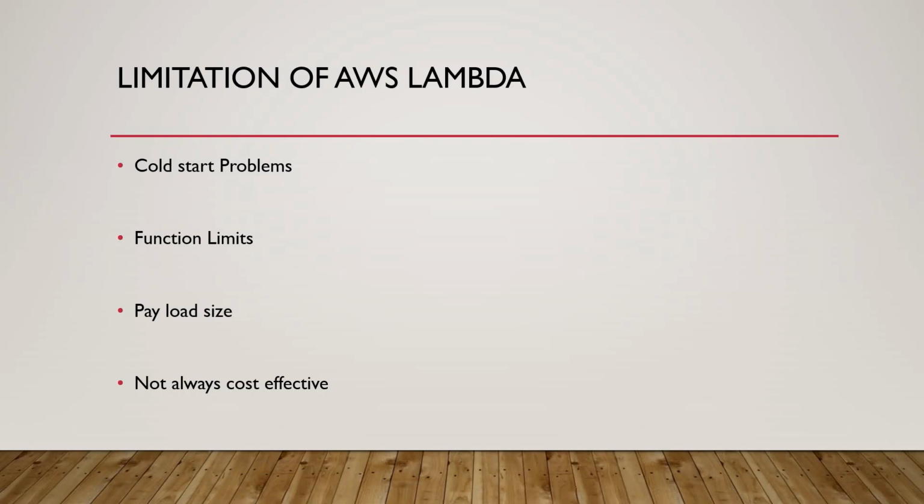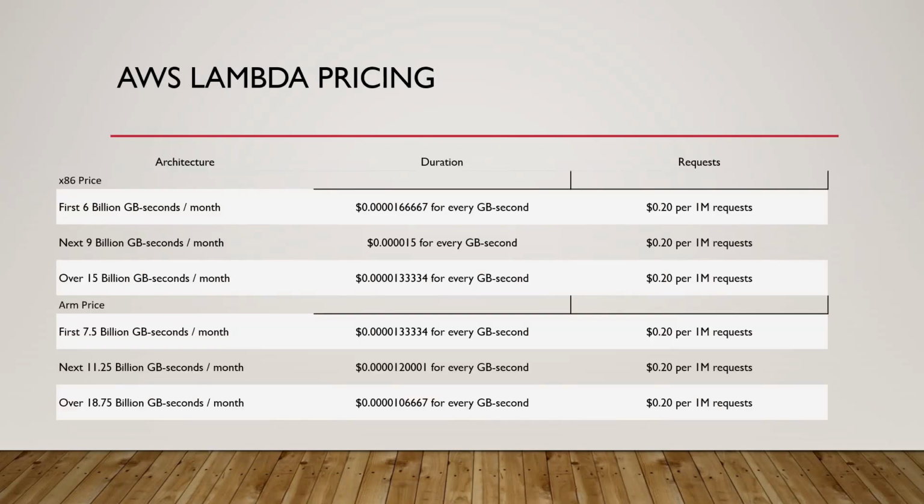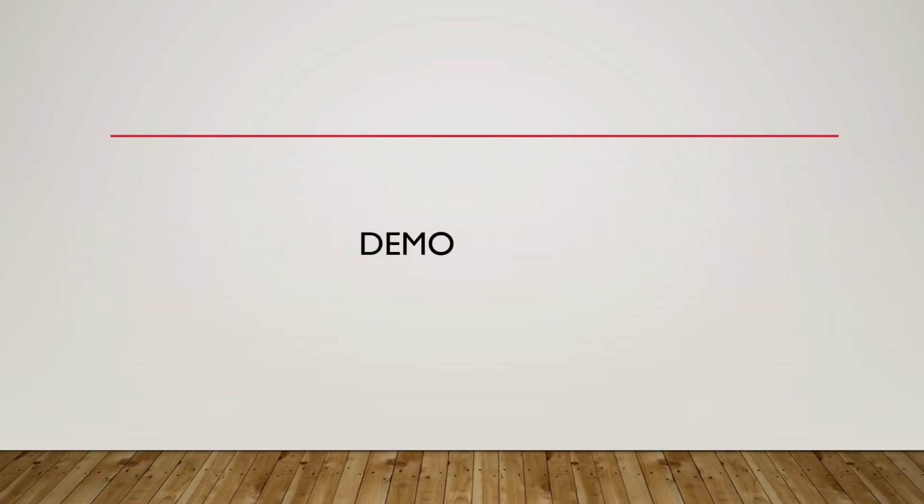So the maximum payload size that the API gateway can handle is 10 MB, and it is not always cost effective. When the load for your application increases, AWS Lambda cost increases proportionally and might end up being higher than the cost of similar infrastructures on AWS EC2 or another cloud provider. So these are some of the limitations of AWS Lambda. So this is the AWS Lambda pricing. I'll try to understand further with the help of a demo.